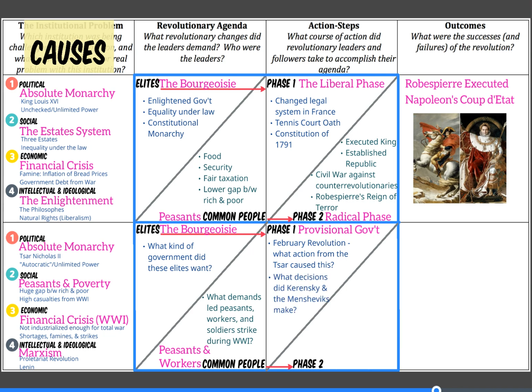So what were the decisions specifically of this guy Kerensky and the Mensheviks? What were the decisions that they were making to try to lead this government into stability?